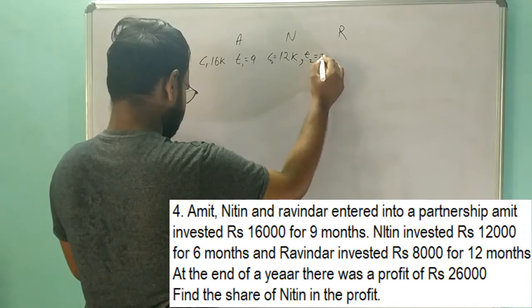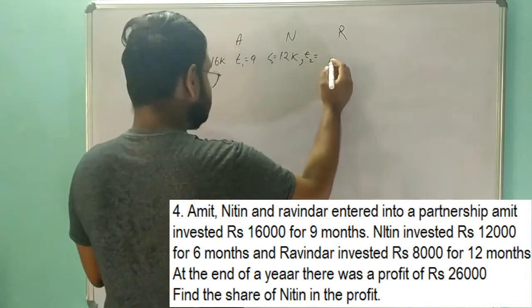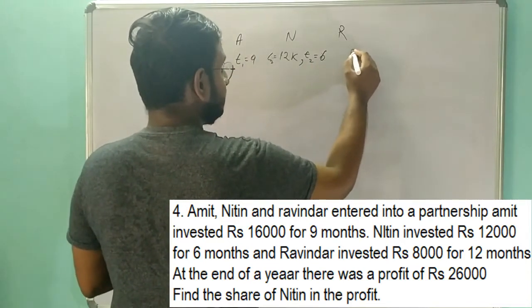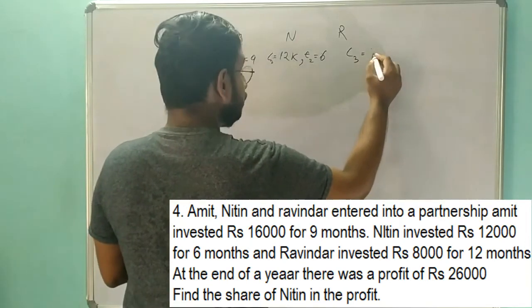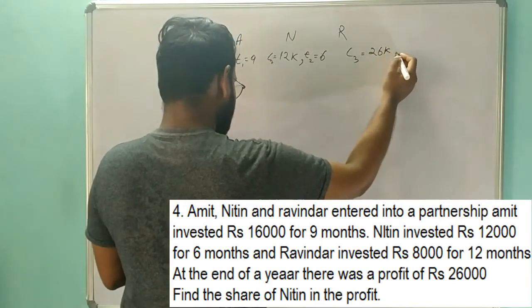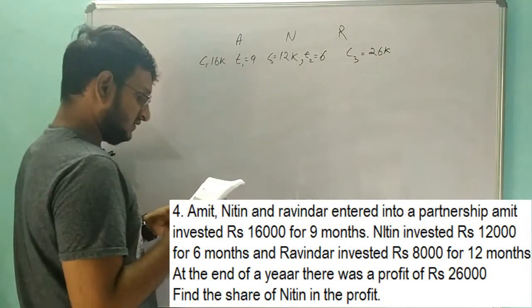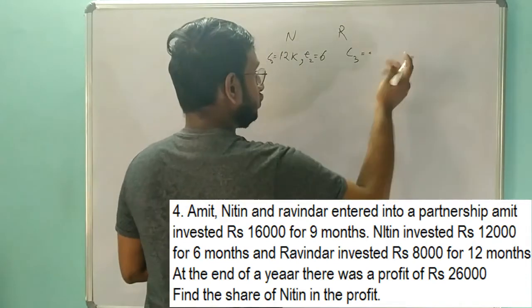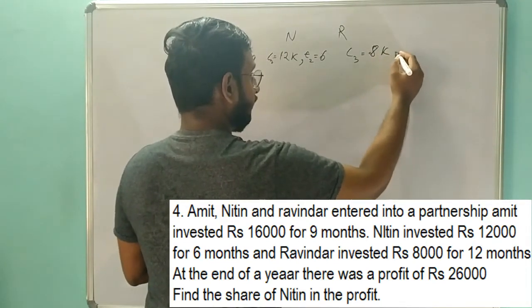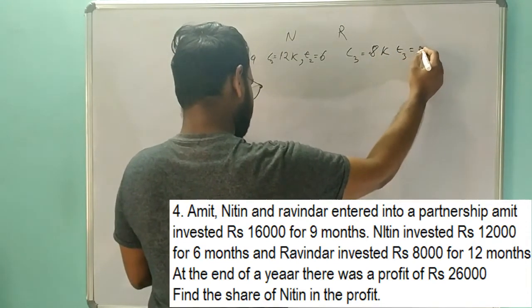is 6 months. Then Ravinder's investment is 8,000 for a period of 12 months.